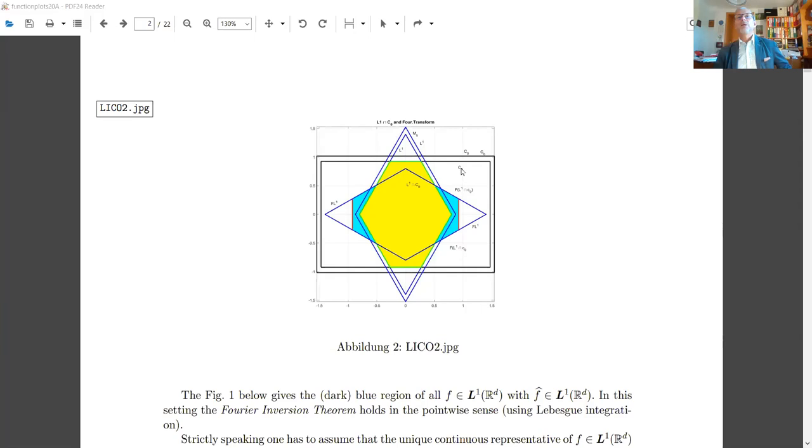Now, my symbol for L1 is the smaller of those rhombs. And we have seen that L1 is a subspace of the bounded measures. So that's why I'm choosing now a slightly bigger symbol for the bounded measures. Now, what I want to indicate is each function space, so to say, and I'm mostly considering function spaces which have a norm.